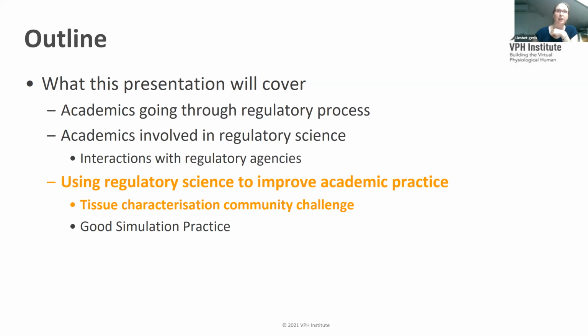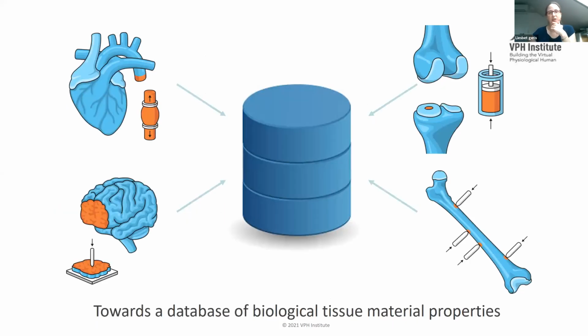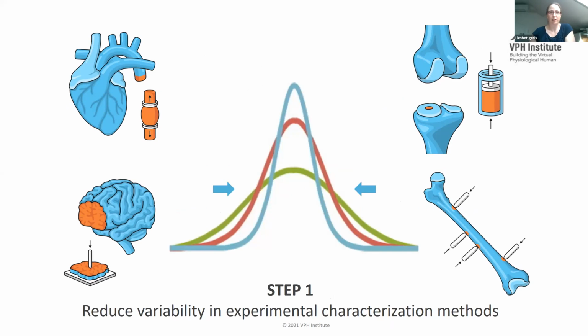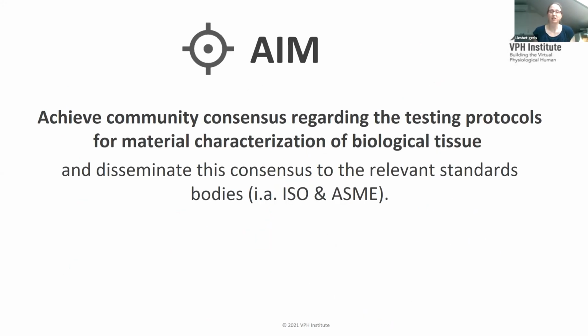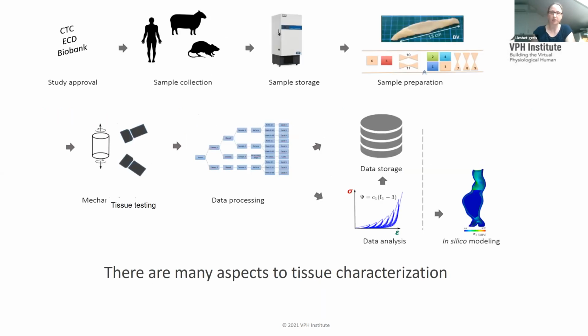It's about how regulatory science can then improve our own academic practice. And one thing was the measurement, the characterization of biological tissues. If you use mechanical properties of biological tissues in your models, you need to have a value, and that value needs to be recognized by the regulator as having been obtained in good conditions. And we noticed that there is not a good database available. There are a lot of reports in the literature, but there is a lot of variability in the methods.